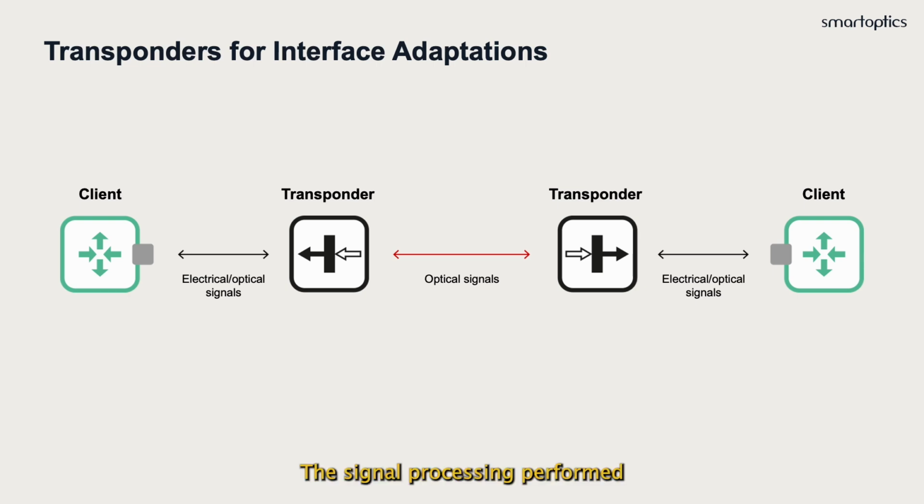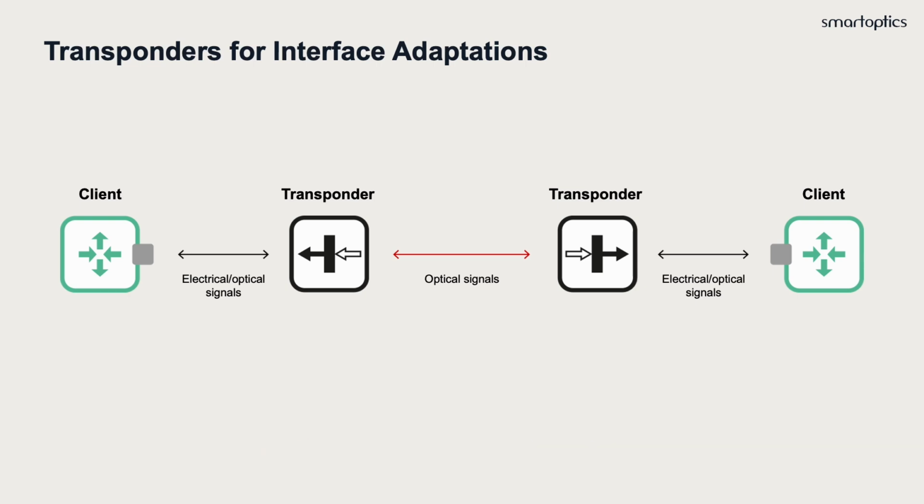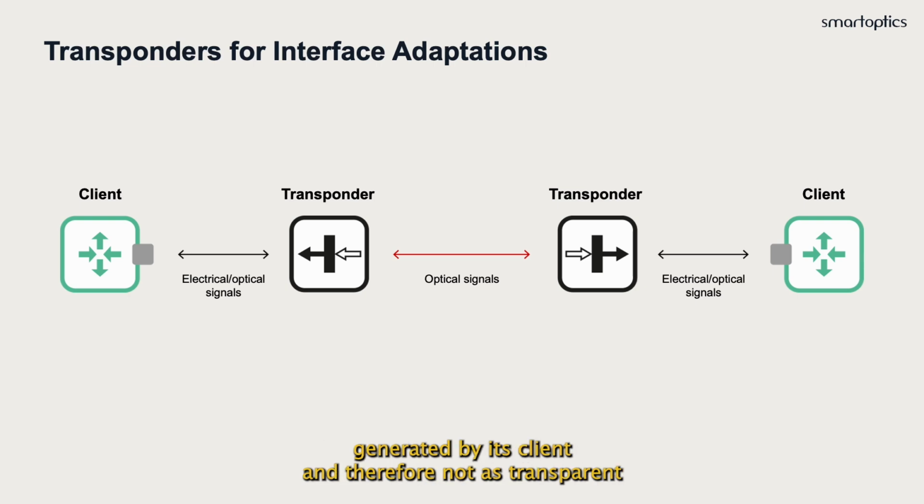The signal processing performed by the transponder has both advantages and disadvantages. One disadvantage is that the transponder normally is adapted to the traffic type generated by its client, and therefore not as transparent as an open WDM line system.